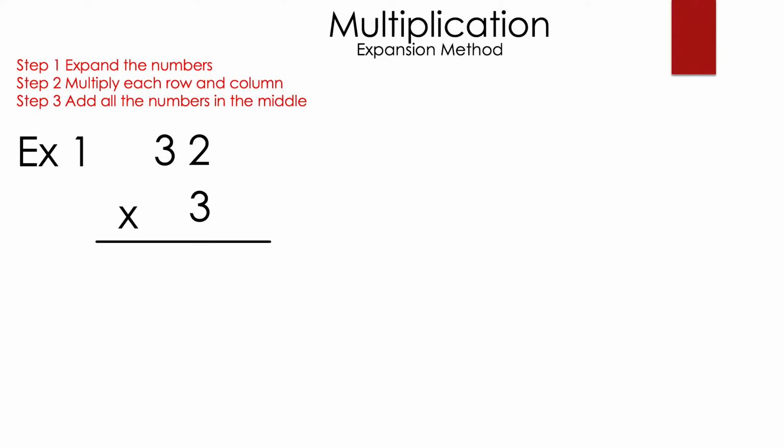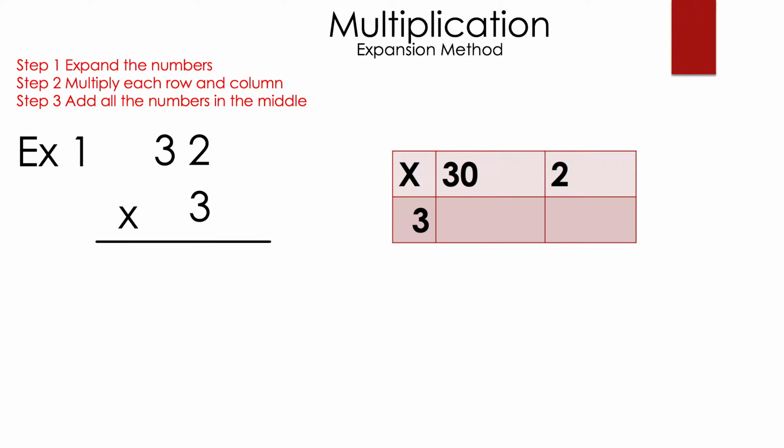We have 32 times 3. So we're going to go ahead and expand the numbers. 32 needs to be expanded to 30 and 2, and 3 you don't need to expand. So now we're going to start step 2, multiply each row and column.